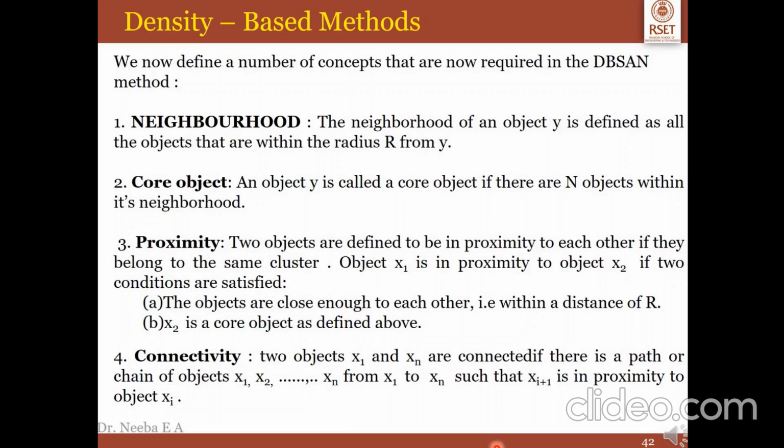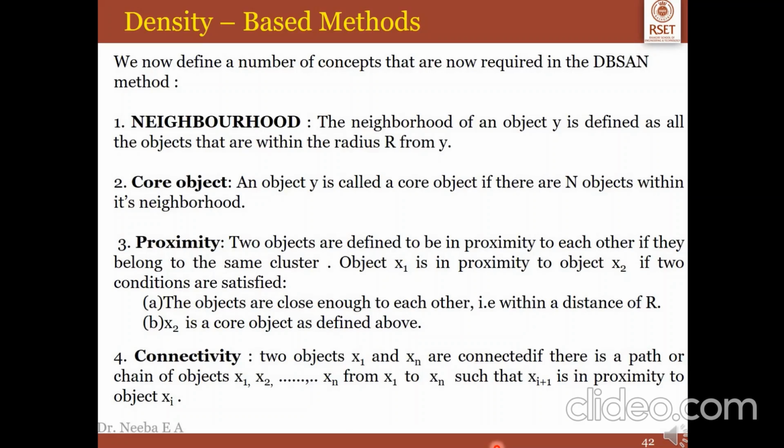Proximity. 2 objects are defined to be in proximity to each other if they belong to the same cluster, that is within the epsilon value itself. So object x1 is in the proximity to object x2 if the conditions are satisfied. One condition is the objects are close enough to each other, that is within the distance r, that is within the epsilon value. The other is that x2 is a core object as defined above. So within the radius, and it is a core object also.